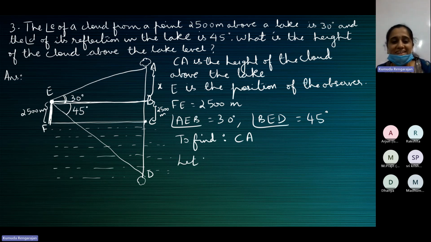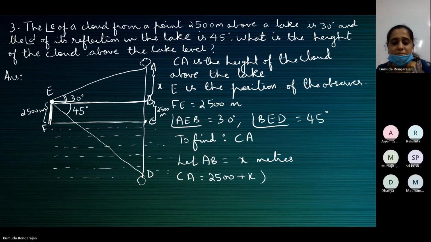So see here, let AB be equal to X meters. Then what is AC or CA? CA is equal to 2500 plus X meters. Now we know that CA is equal to CD by the laws of reflection. I'm not writing all that, but you understand, by the laws of reflection, CA is equal to CD. Therefore, CD is equal to 2500 plus X meters.